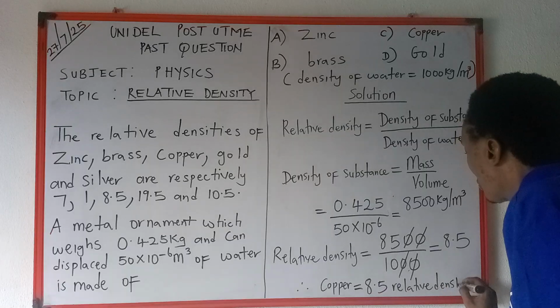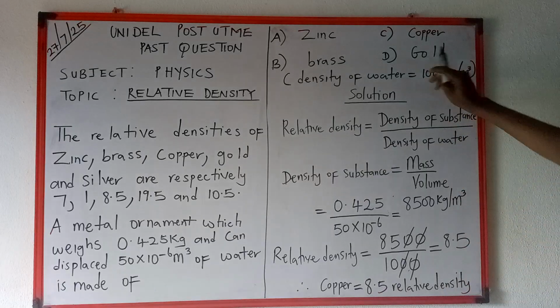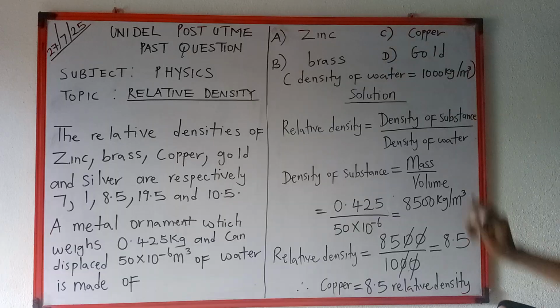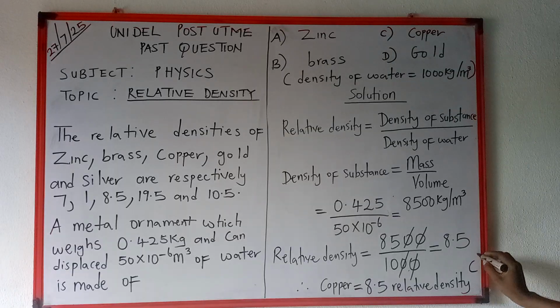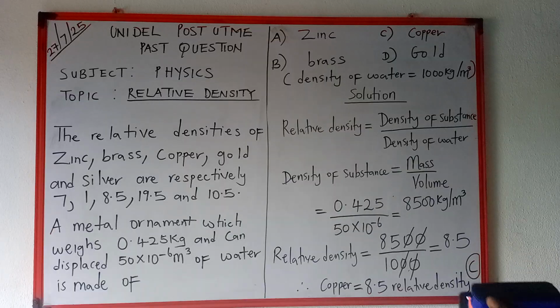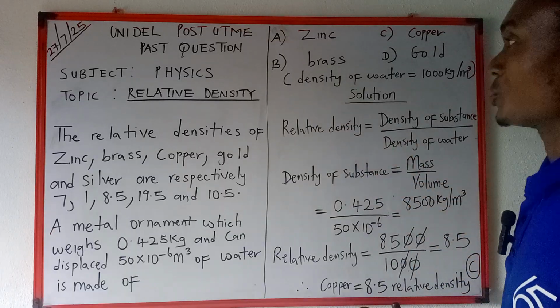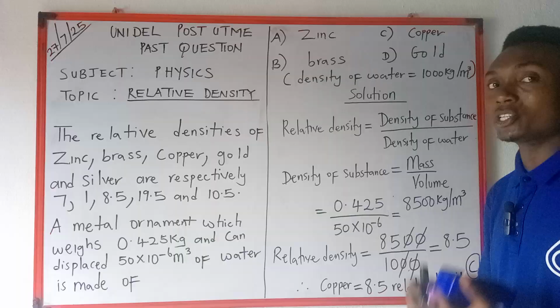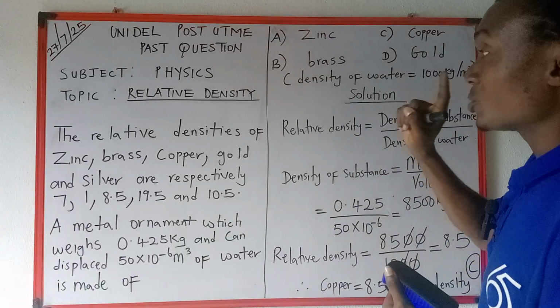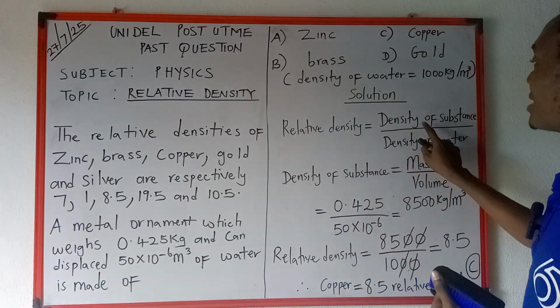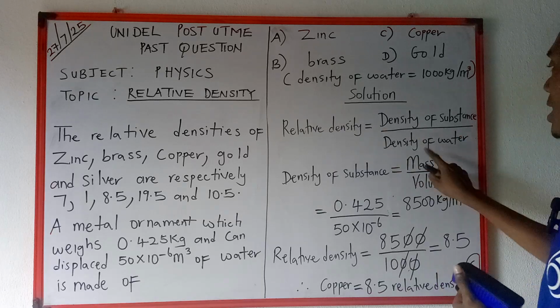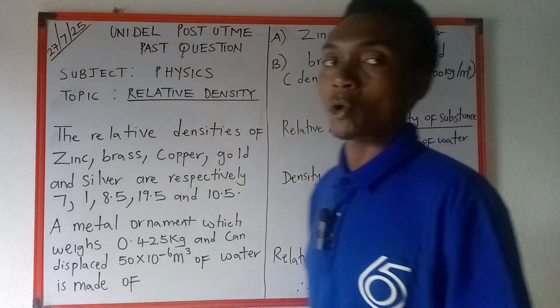So you go to your options. The option there is C. So option C is your final answer. This is how you solve such type of question under relative density. Always take note of the formula: relative density is density of the substance over density of water.